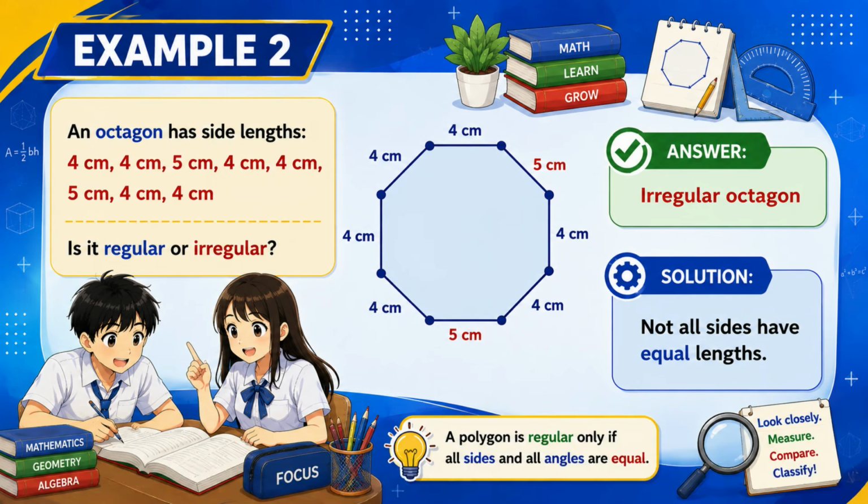An octagon has side lengths 4 centimeters, 4 centimeters, 5 centimeters, 4 centimeters, 4 centimeters, 5 centimeters, 4 centimeters, 4 centimeters. Is it regular or irregular? Answer: irregular octagon. Solution: not all sides have equal lengths.